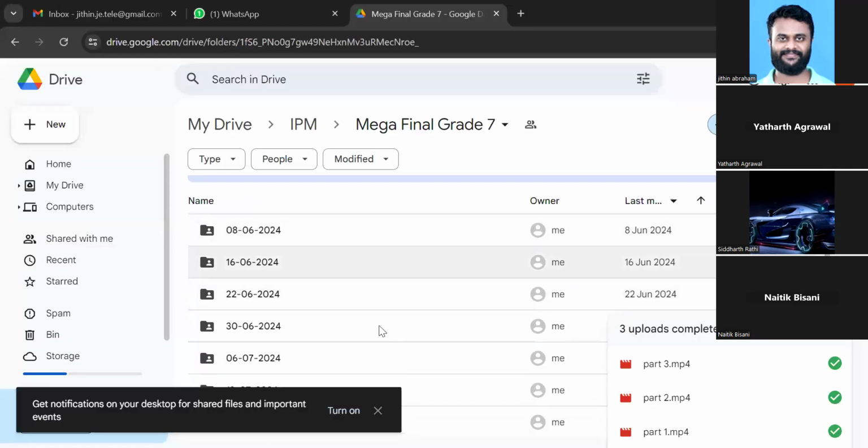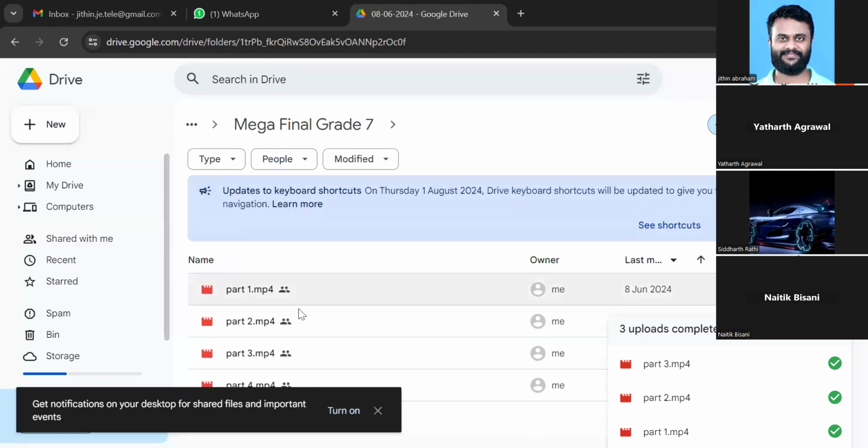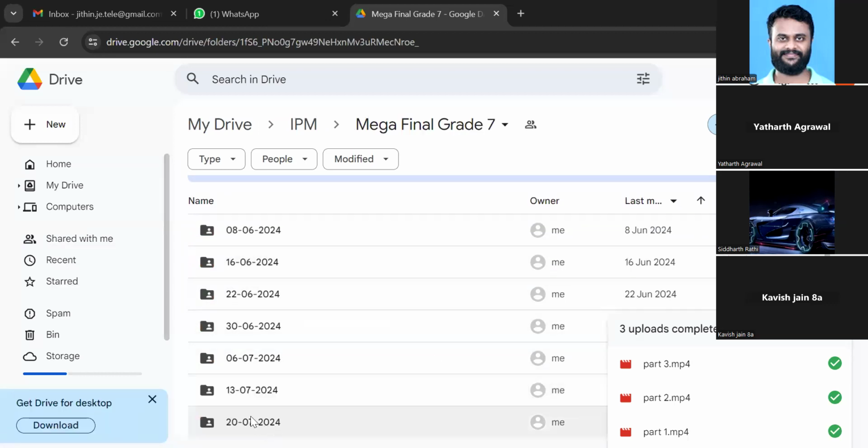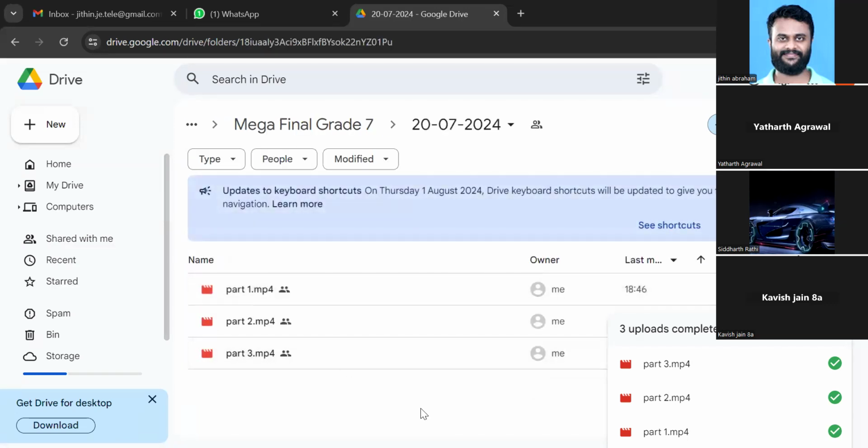So this is a drive which I have created. When you go to the drive, with respect to the date, the dates on which our class happened, you can see the folders by date, and when you open any folder, you can see parts 1, 2, 3, 4, the 4 parts of our class. Even today's recording is already uploaded. Whatever we have done is already uploaded with the date of 27. In 27, I have already uploaded 3 parts. Only the 4th part is currently being uploaded.